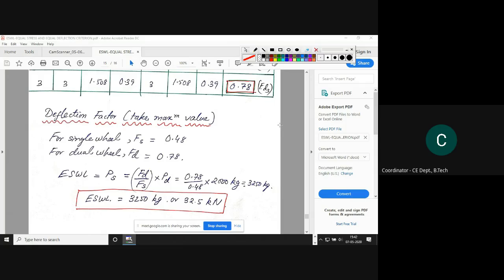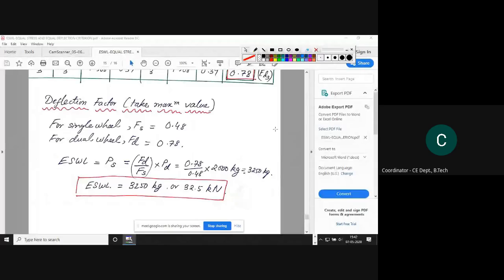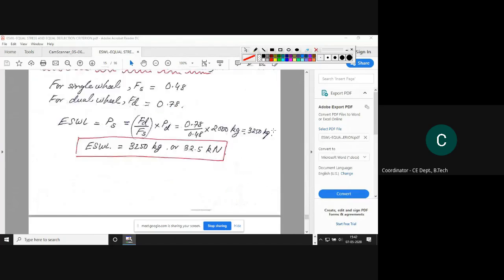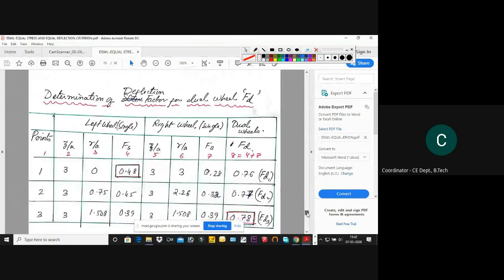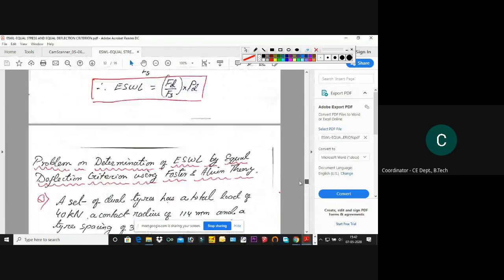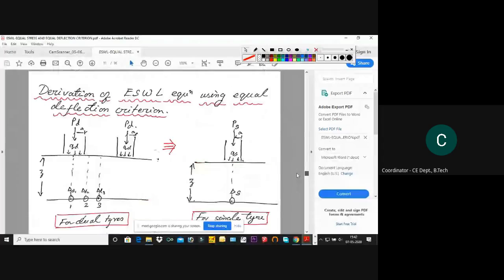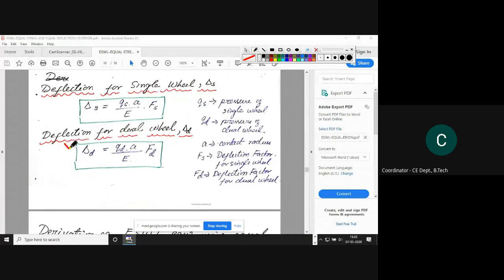See, now in the previous problem, they may ask you to find deflection also. In the previous problem, it was the stress ratio chart, so they asked you to find stress. Now here we are using the deflection factor chart, so they may ask you to find the deflection. Same easy process. We know the equation for deflection. Delta is equal to QA by E, the elastic modulus, into the deflection factor. We have to use this formula only.